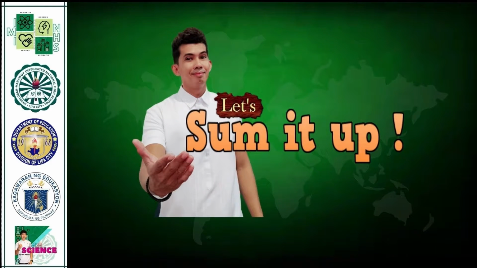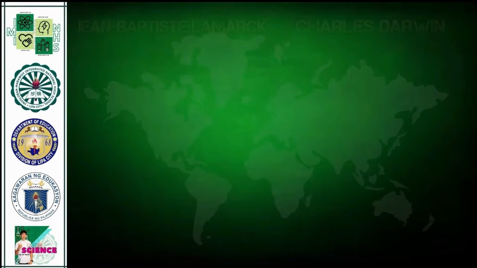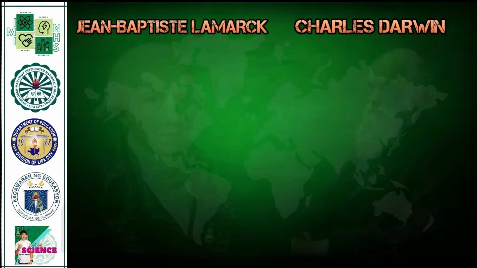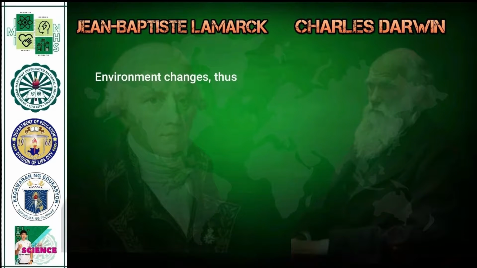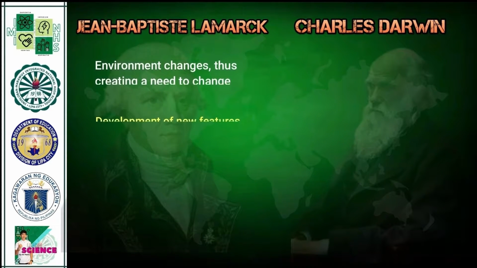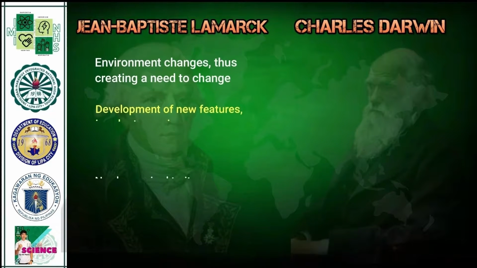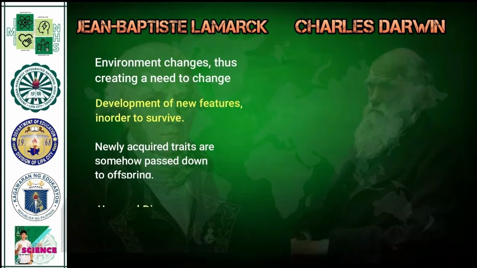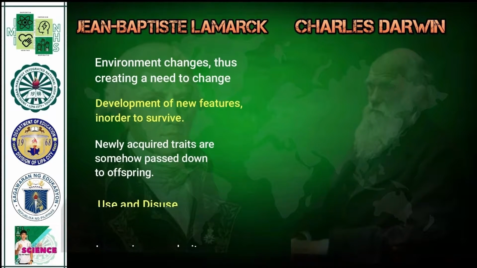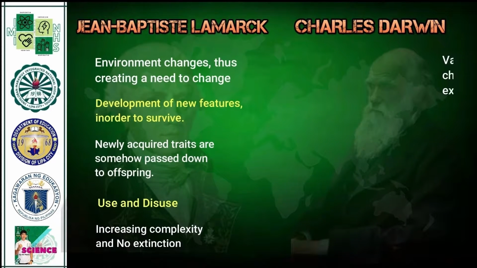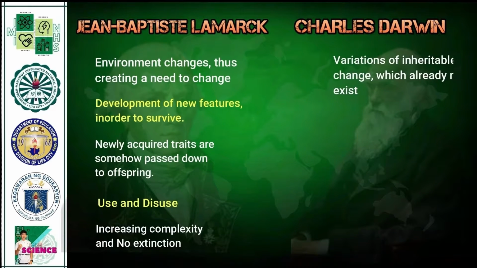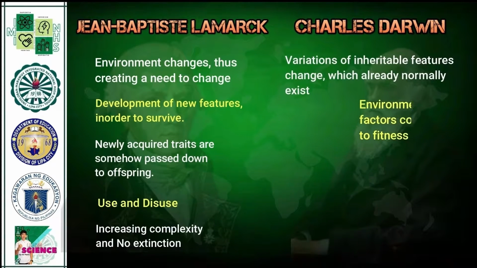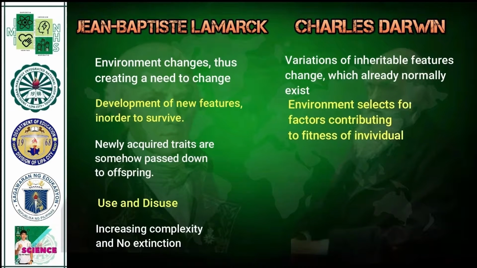Let's sum it up. Let's have the work of Jean-Baptiste Lamarck and Charles Darwin. Under Jean-Baptiste Lamarck, environment changes, thus creating a need to change. Development of new features in order to survive. Newly acquired traits are somehow passed down to offspring. The theory of use and disuse. And lastly, increasing complexity and no extinction.